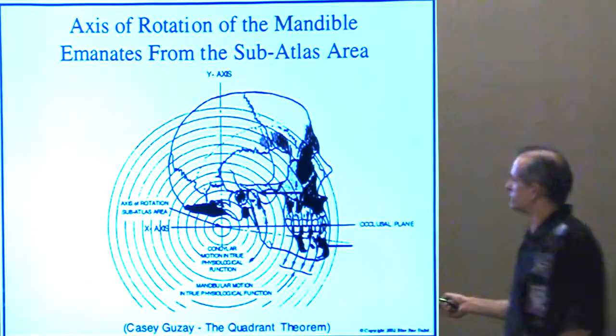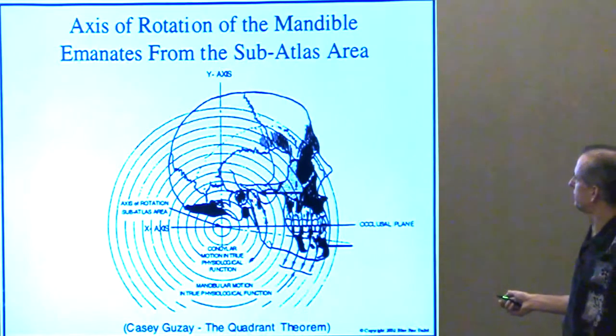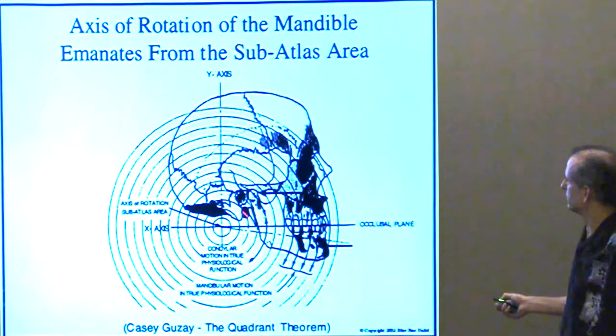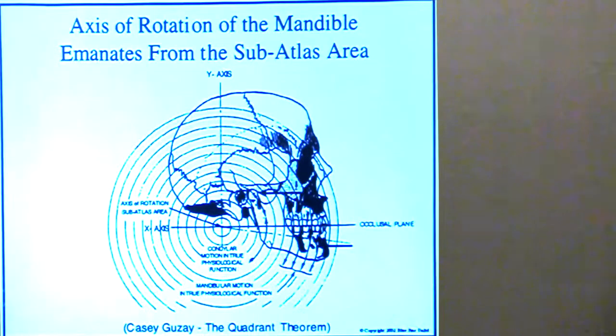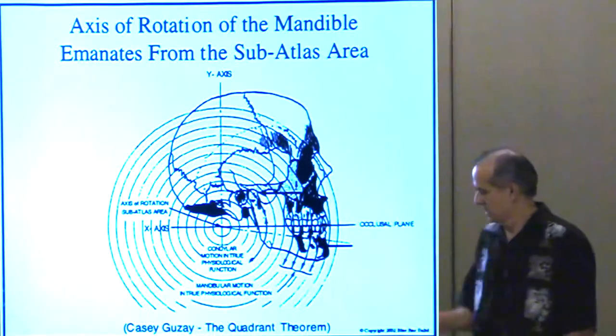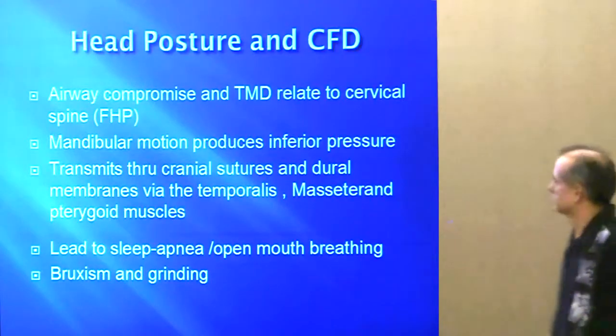So it's not inside the joint. This sliding, gliding joint does not have an arc in here. It's here. It is with the cervical spine, which means the cervical spine mechanics and the jaw are directly related. So that was a huge thing.